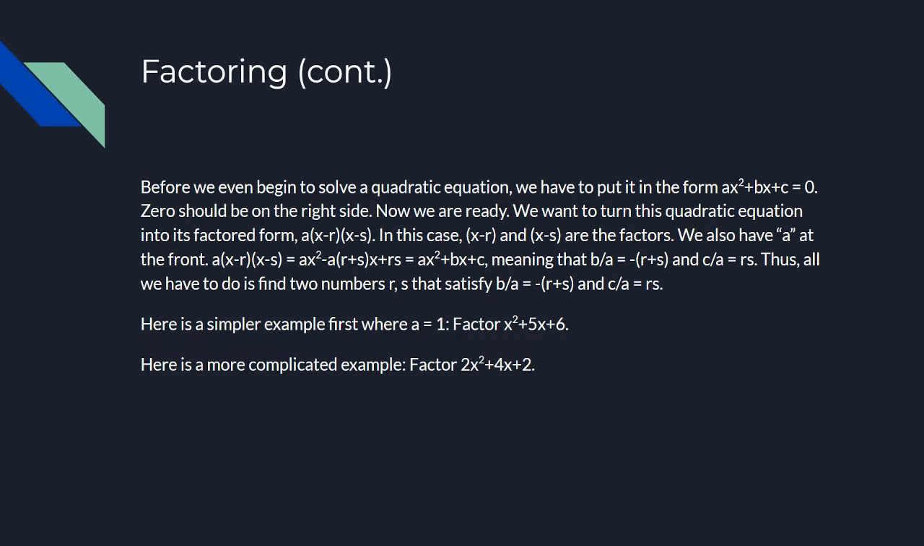So a times x minus r times x minus s is going to be equal to ax squared minus a times r plus s times x plus ars, sorry, this is supposed to say ars, which is equal to ax squared plus bx plus c. That means b over a is equal to negative r plus s, and c over a is going to equal r times s. So all we have to do is find two numbers r and s that satisfy b over a equals negative r plus s, and c over a equals rs.